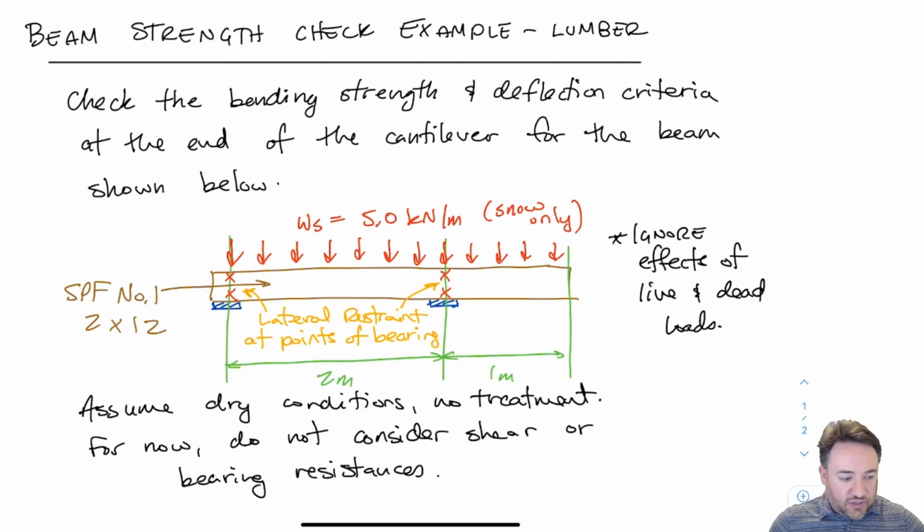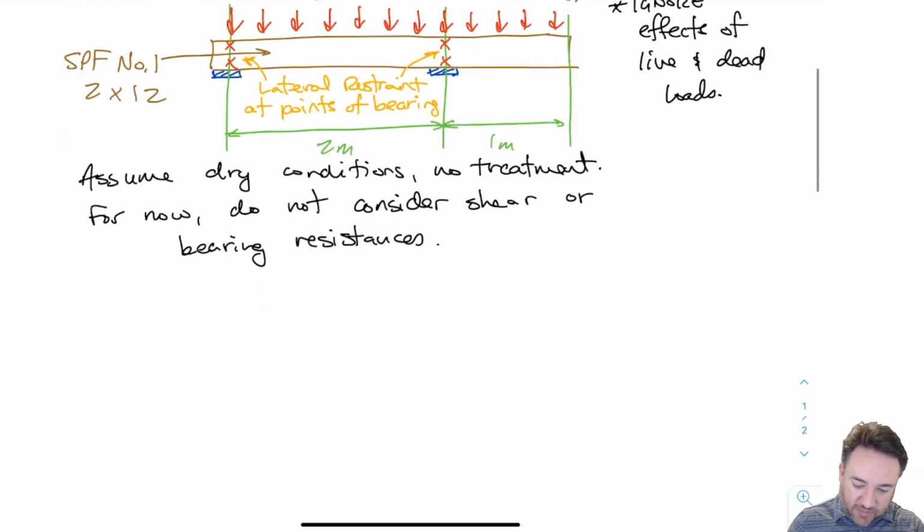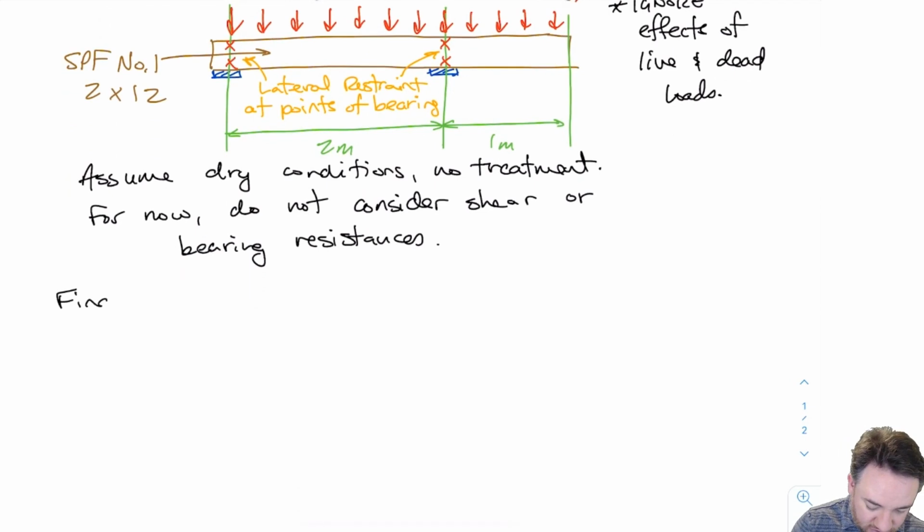Okay, so let's get started. This is an SPF number 1 2x12. So the first thing that we need to do is find our MF. And so I want to find out what the applied moment is. So I'm going to reach back to structural analysis. Actually, you probably learned this even in your second year mechanics course: it's just drawing a bending moment diagram. And this is a determinate system, so it should be quite simple.